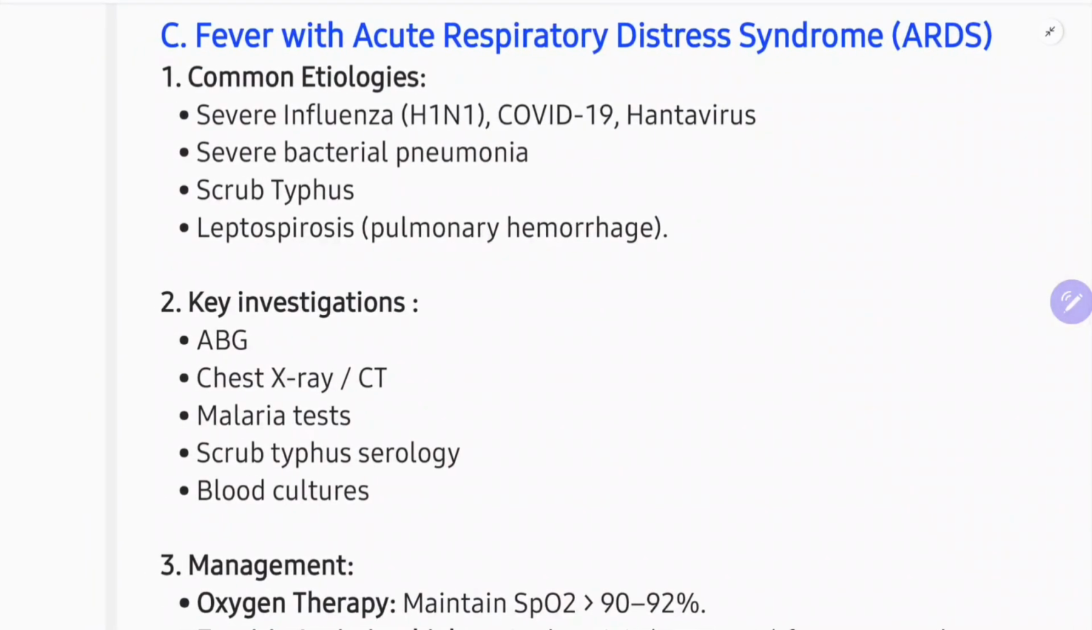Now fever with respiratory symptoms, like fever with acute respiratory distress syndrome. Common etiologies: viral include severe influenza, COVID-19, hantavirus; bacterial pneumonia, severe scrub typhus, rickettsial, leptospirosis. Okay, key investigations include ABG, chest X-ray or CT chest, malaria test because malaria can also involve the chest, scrub typhus serology and blood cultures.